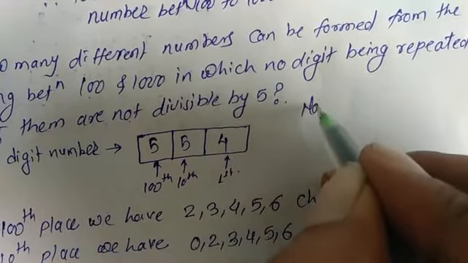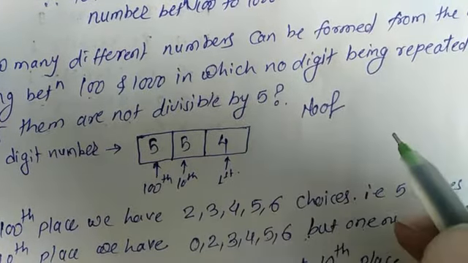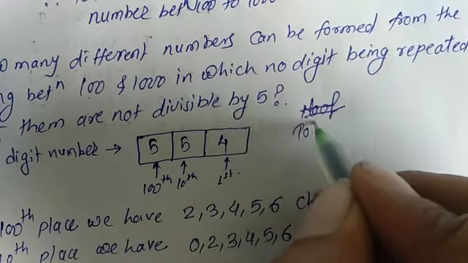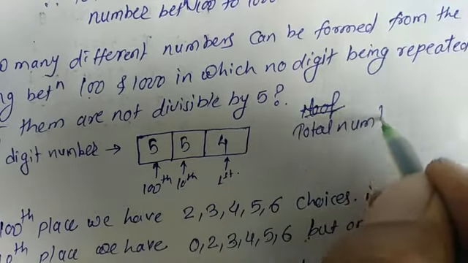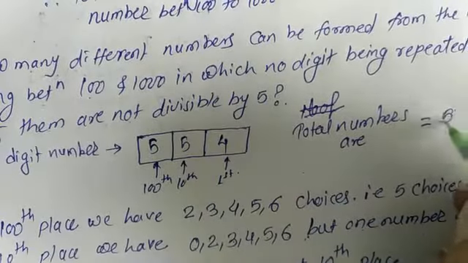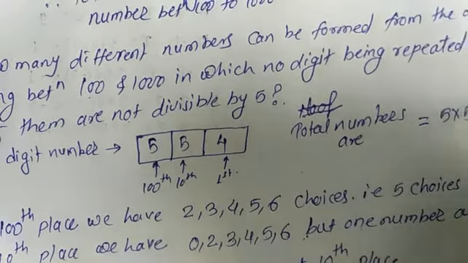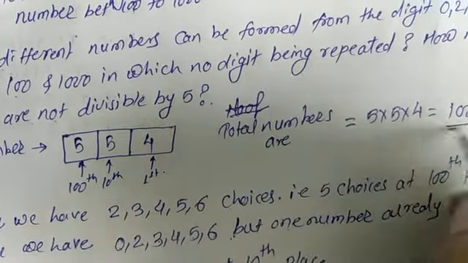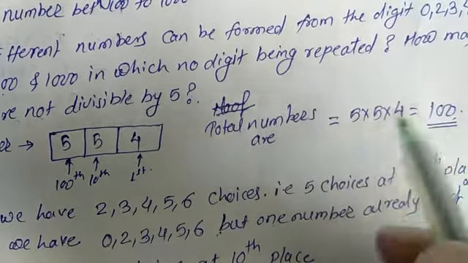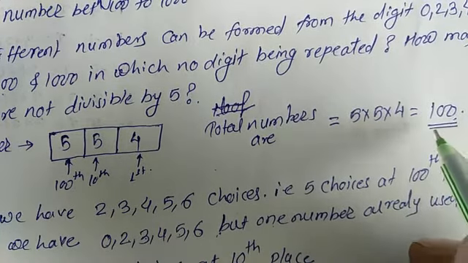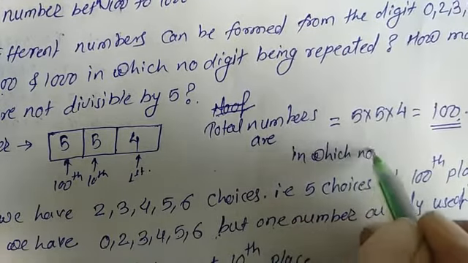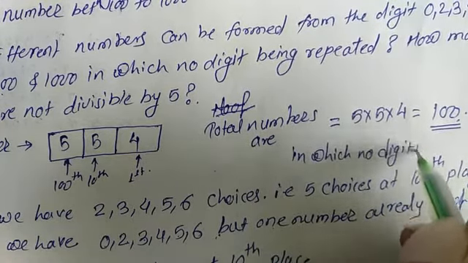So the total numbers are equal to 5 into 5 into 4, which is equal to 100. Okay, so we get 100 numbers in between 100 to 1000 in which no digit is repeated.